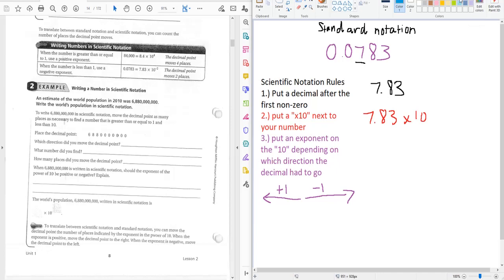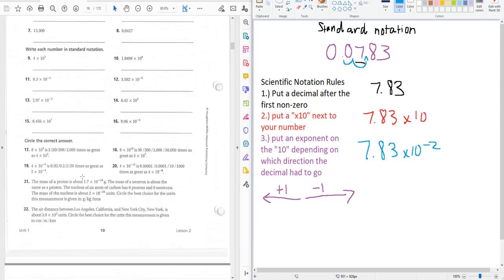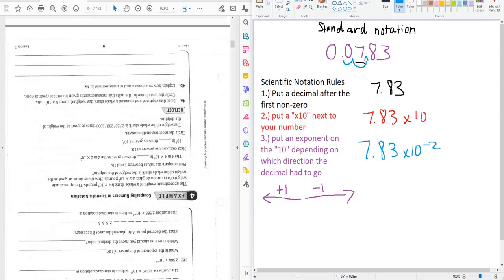So here I went 2 places to the right, so that's 7.83 times 10 to the negative 2. Okay? If you have any other questions about this, bring it to class.